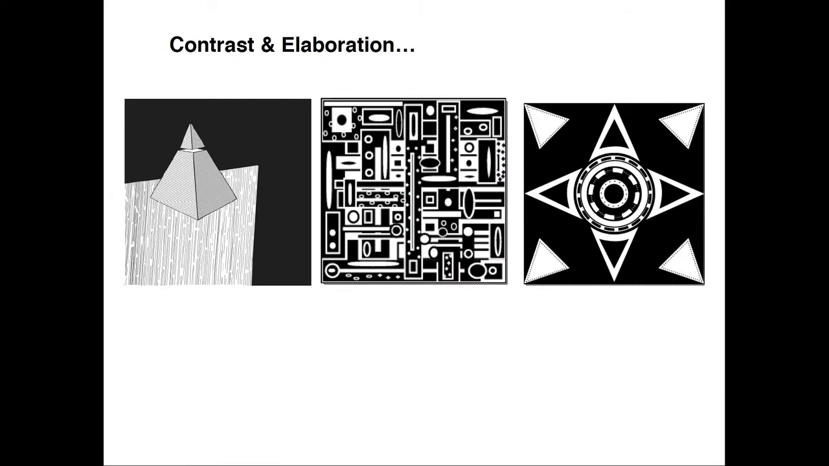Some other examples of contrast and elaboration. I don't know why the one on the right is showing up as gray to you up there. If you look on my screen, it's black. So I'm not entirely sure. So the background on the left-hand side is black. And then the lines that are used in the pyramid and in the shape underneath it, so solid lines and then broken lines, create the impression of grayscale.